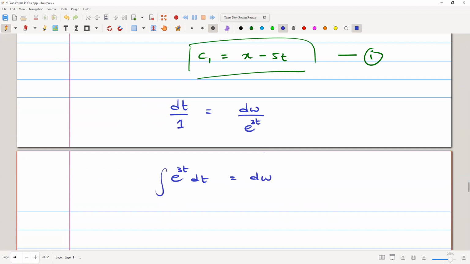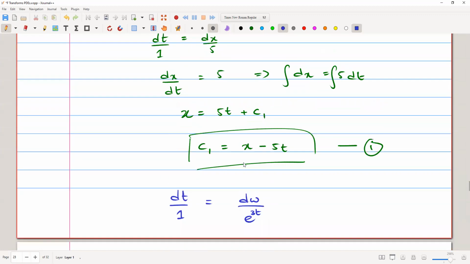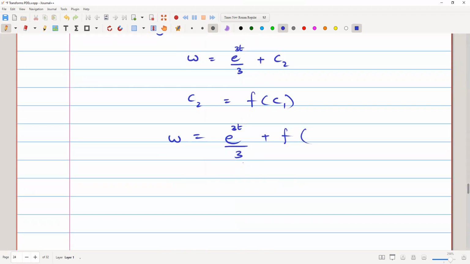Now we can integrate, so we have w equals e to the power 3t divided by 3 plus c2, where we know that this c2 is nothing but just a function of c1. So we can replace this c2 with a function of c1. Actually, we can see c1 is x minus 5t, so we can write this as a function of x minus 5t. Then we can apply the initial condition.